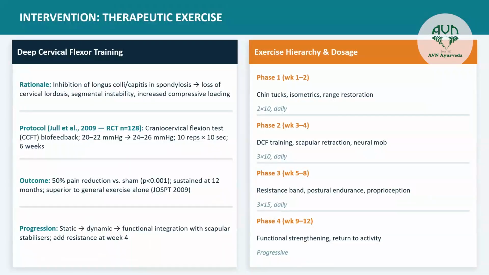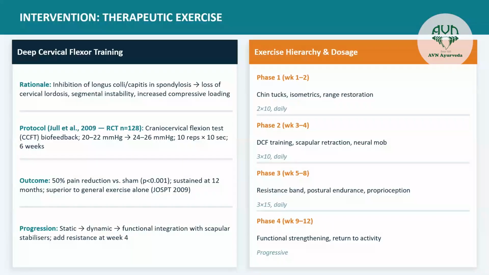Say, for example, the upper trapezius will be tight in these cases, so we'll be reducing the strain on the upper trapezius. But again, in order to maintain the agonist and antagonist play, we have to train the weakened muscle. So we have to incorporate deep cervical flexor training for that.